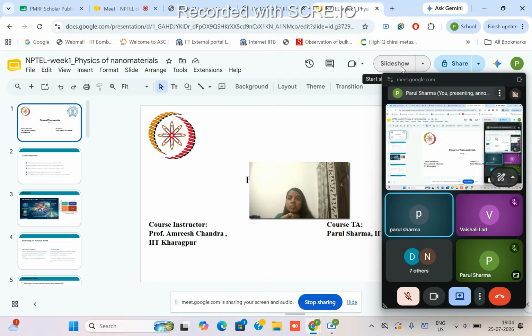The next is we will see the applications of the nanomaterials in the medicine, energy storage, and the computing architecture. So right now, I want to share one interesting part in this.